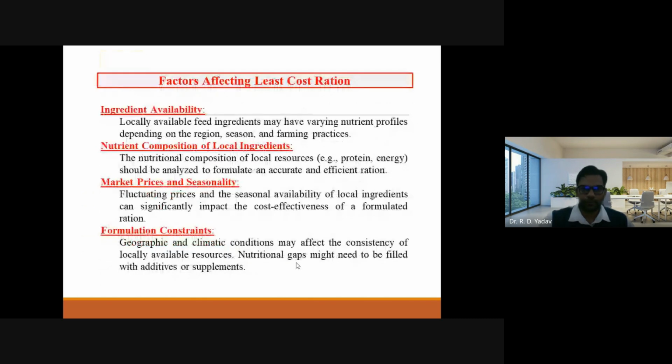Then the factors affecting the least cost ration: ingredient availability, as locally available ingredients may vary, then nutrient profiles and nutrient composition, and market price and seasonality. For example, many locally available feed resources are not available in off seasons, and formulation constraints. We have to analyze their complete nutritional value before using the local feed resources.